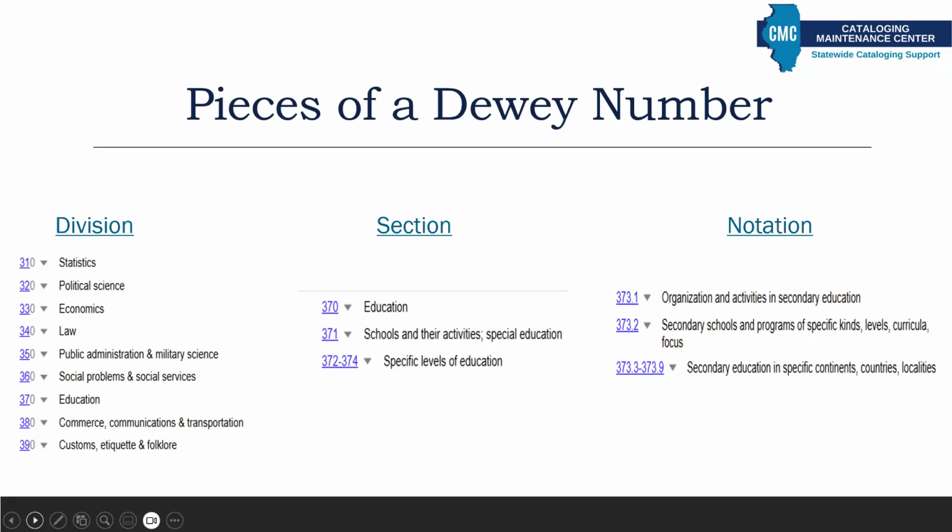So we're looking at 373.1, organization and activities in secondary education, 373.2, secondary schools and programs of specific kinds, levels, curricula, focus, and lastly, 373.3 to 373.9. So that's secondary education in specific continents, countries, or localities.